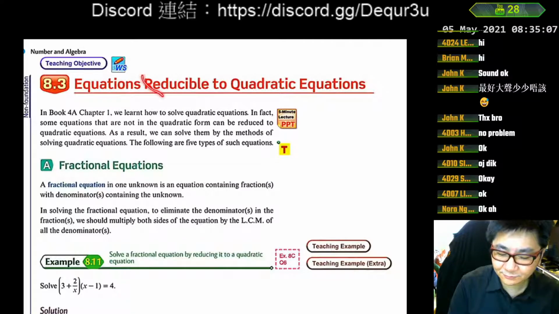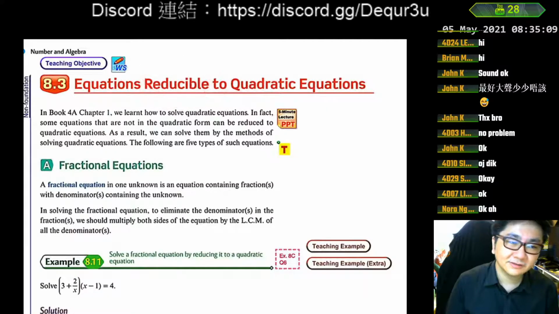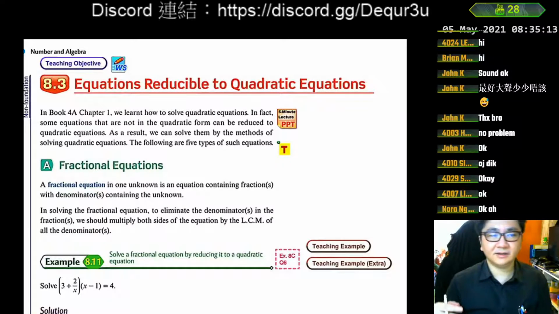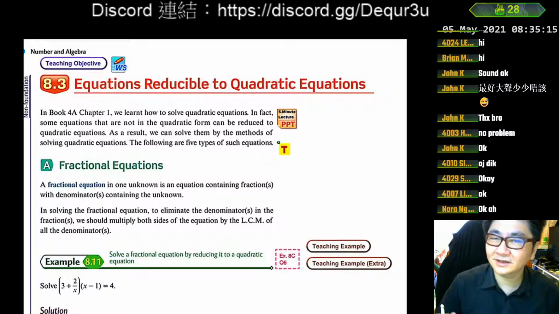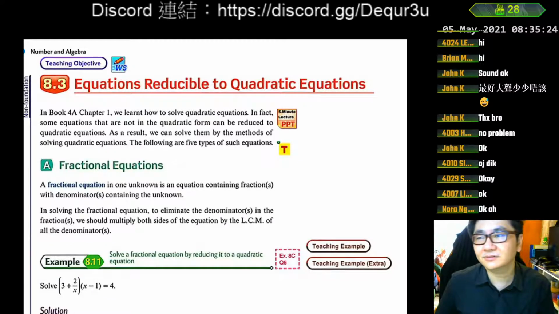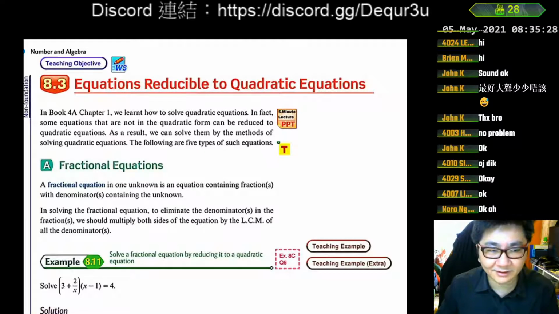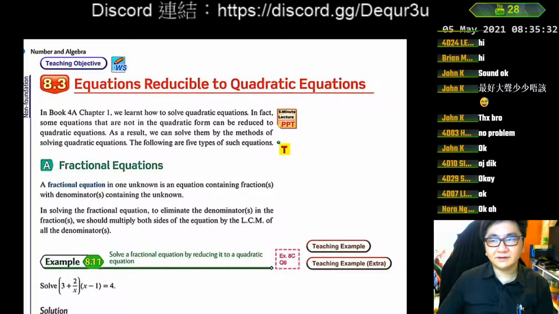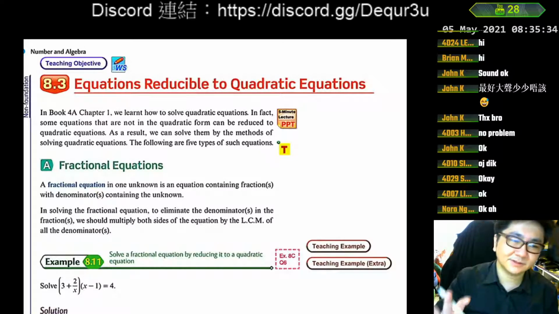That's why it is called reducible to quadratic. So the original equation may not be a quadratic equation, or we may not easily see it as a quadratic equation. But after doing some changes, we can really change it back to a quadratic equation. And therefore we are going to study different kinds. Altogether, if I don't remember wrong, there are 5 types.